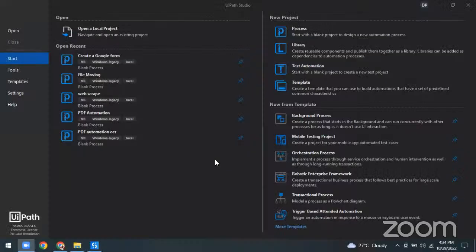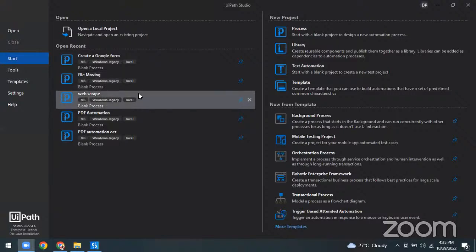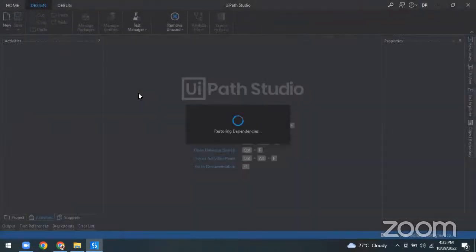I will share my screen, ma'am. Hi, ma'am. I'm Dharamraj from Kavita Computers, ma'am. First, I will show the web scraper. This is an example.